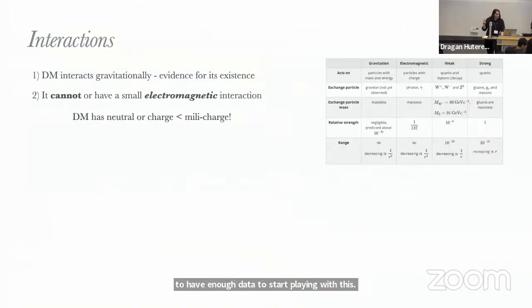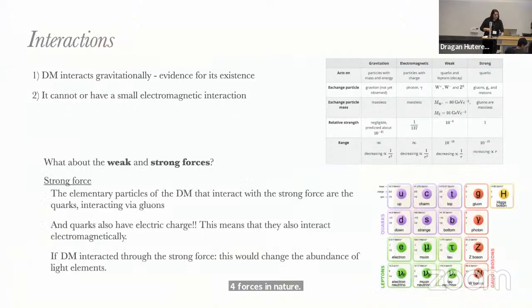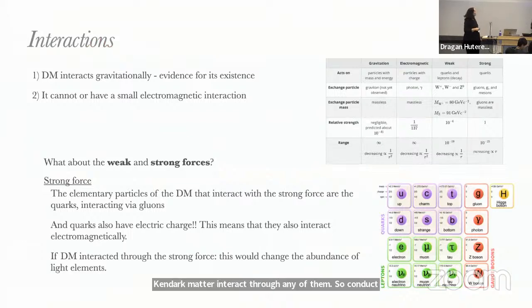Okay, so we talked about charge. We talked about interacting electromagnetically, and we saw that it has to interact at most as millicharged. But what about other interactions, right? We have four forces in nature. Can dark matter interact through any of them? Can dark matter interact through the weak or strong forces?